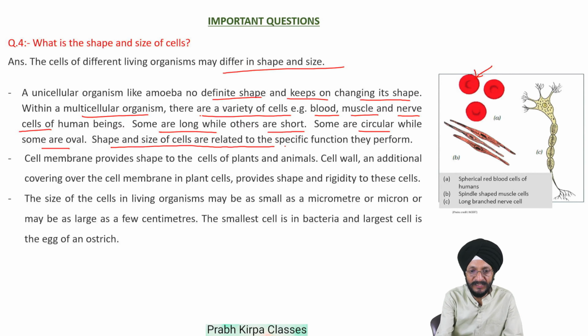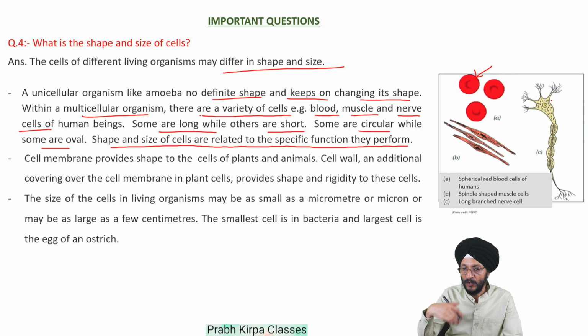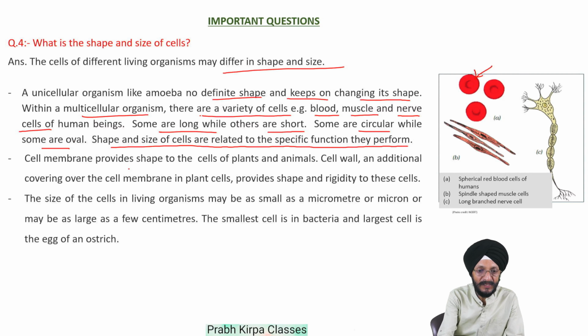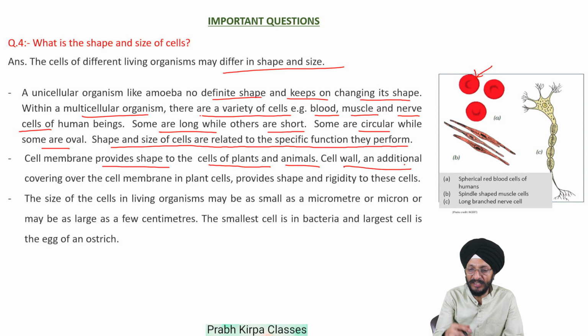Shape and size of the cells are related to the specific function they perform. You can see here that nerve cells are branched and long because they have to supply messages to the different parts of the body. Cell membrane provides shape to the cells of plants and animals. Cell wall, which is an additional covering found in plant cells, provides shape and rigidity to these cells.